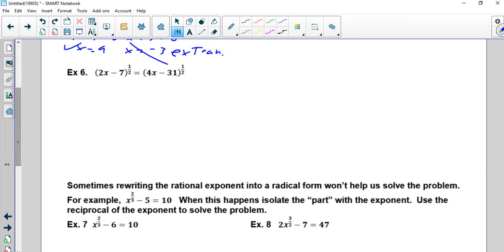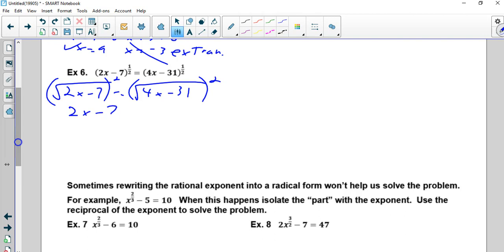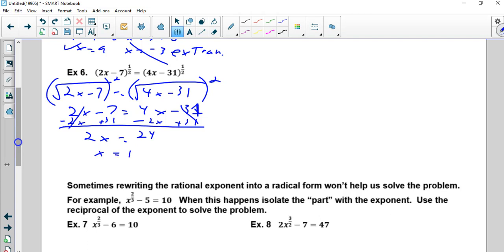Okay, example number 6. We have the square root of 2x minus 7 equal to the square root of 4x minus 31. Square both sides, just like the problem we had yesterday. That gives us 2x minus 7 equals 4x minus 31. So what I'm going to do is subtract 2x on both sides, and add 31 on both sides. Cancel, cancel. That leaves me with 2x equals 31 minus 7, which is 24. Divide by 2, x is 12.